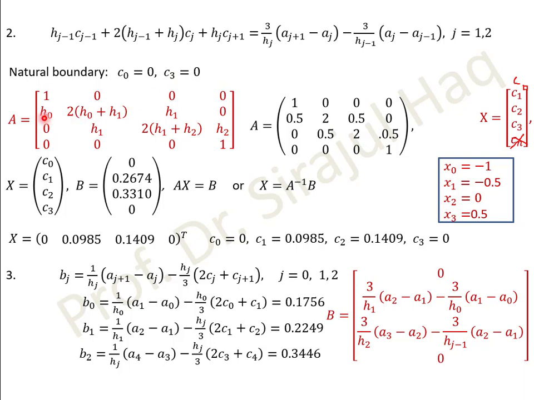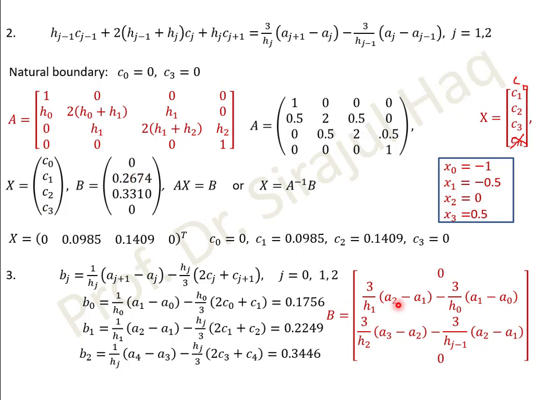When I substitute the values, this will be 0.5. 0.5 plus 0.5 is 1, 1 multiplied by 2 is 2, and this is 0.5. This is 0, 0.5, 2, 0.5, which you can see over there, and this is the last row. So you got this coefficient matrix. C0, C1, C2, and C3. These are the unknowns to be determined. B.